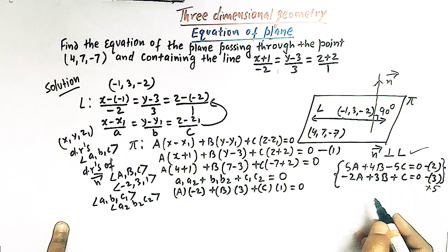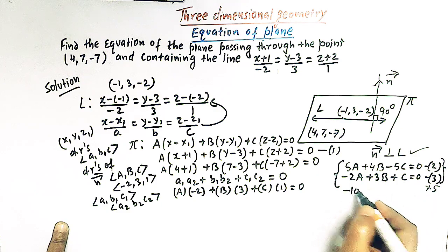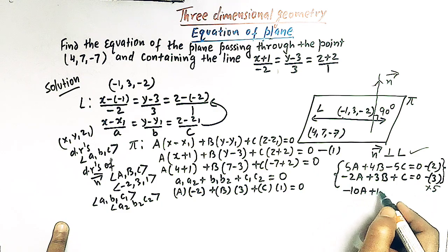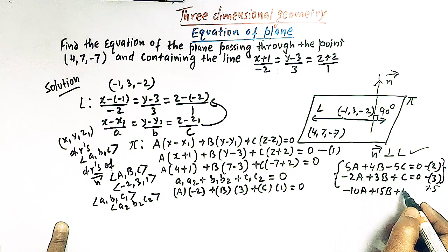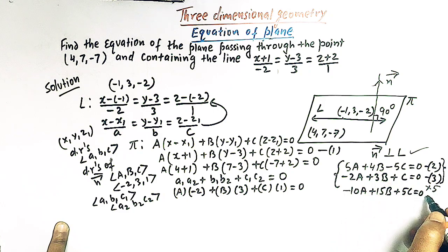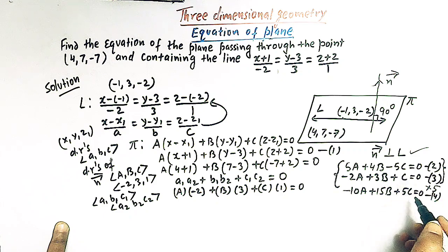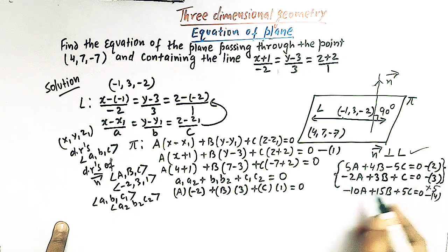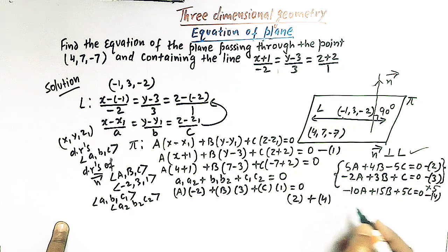So let us multiply equation 3 by 5, so that the coefficients of c are equal in both these equations, right? So now multiplying equation 3 by 5, here we have minus 10a, then we have 15b, 5 times 3 is 15, and here we have 5c is equal to 0. So now here we have equation number 4.